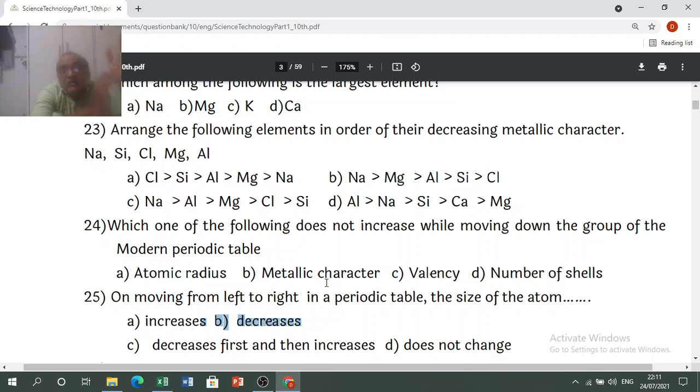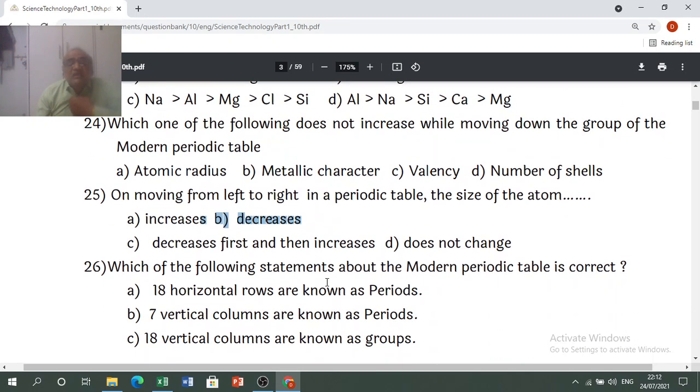So you say that the size is the same, but as the number of electrons in the shell increases, it attracts towards the center. That's why its size decreases.